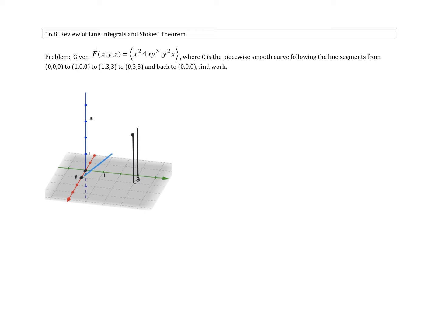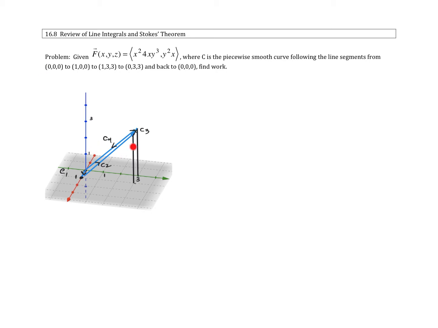We're going here, to here, to here, and here. So I'll call this one C1, C2, C3, and the back one there, C4. Okay, so that's our curve.